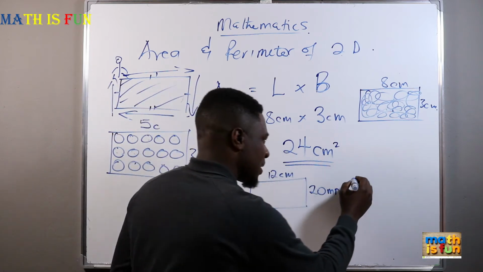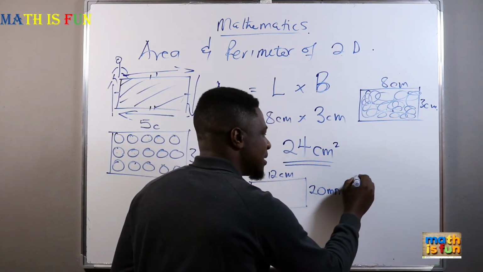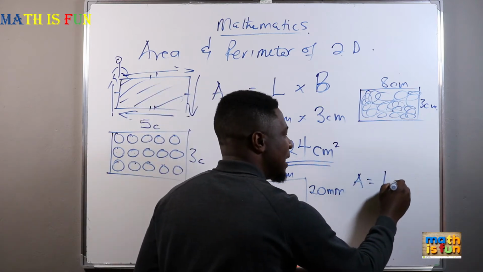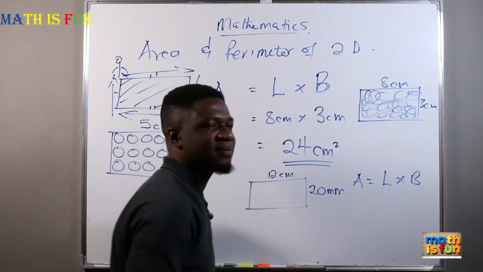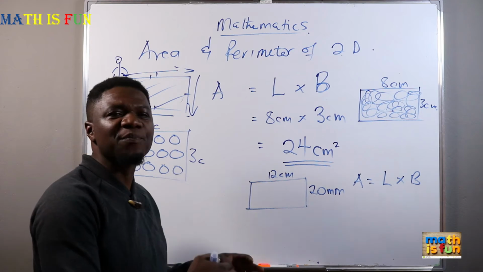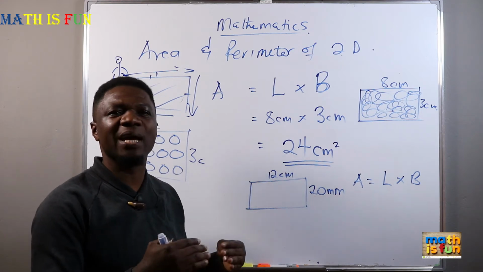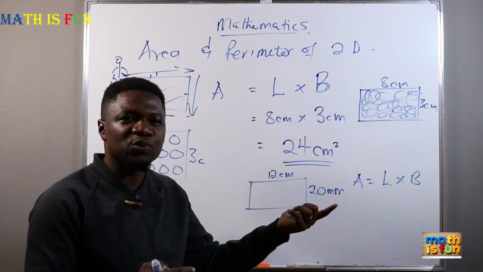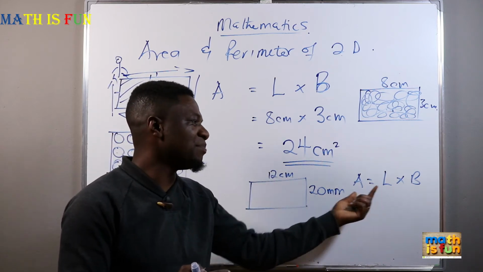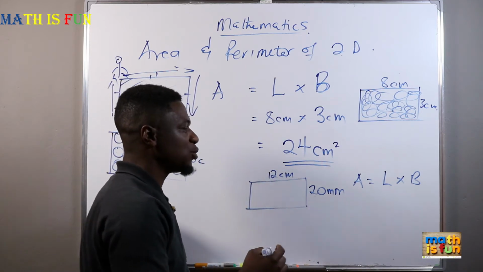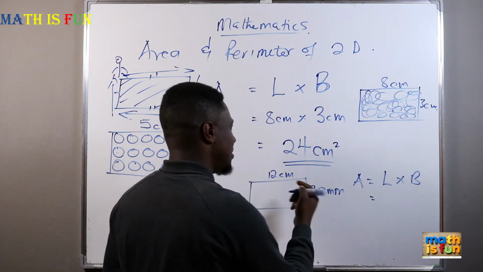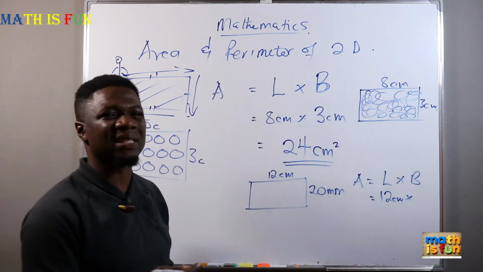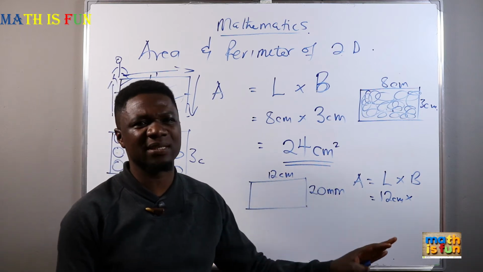Okay, I am asked to quote my formula all the time. So area of a rectangle is equal to the length times breadth. Quoted. Okay, then from here I do substitution. Wherever I see L, which represents the length, I put what? 12 centimeters. Wherever I see the breadth, I have to write 20 millimeters. Okay, so L is 12 centimeters times the breadth. The breadth is 20 millimeters.